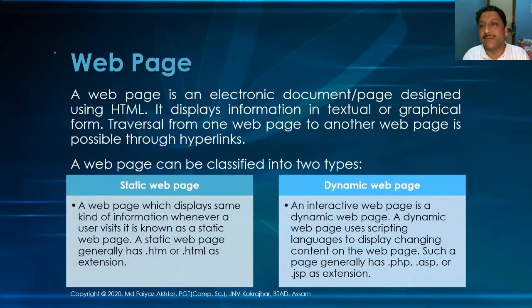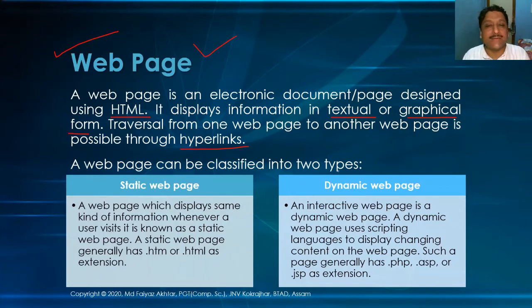Now come to web page. We already know that a web page is an electronic document page designed using HTML language. It displays information in textual and graphical form. Traversal from one web page to another web page is possible through hyperlinks. If you want to go to another page, you have to click a hyperlink, and it will open that particular web page.